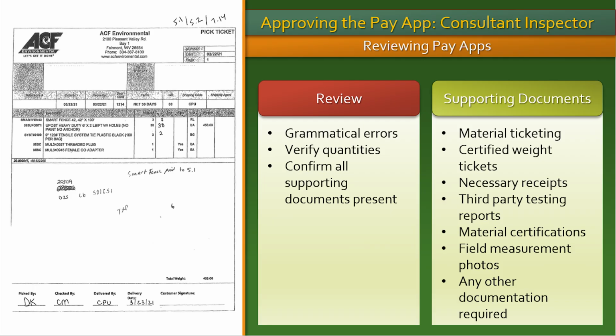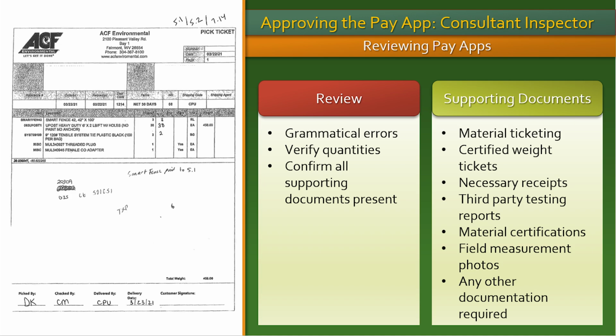To accept a payment application, the inspector will check for grammatical errors, verify quantities, and compile material ticketing, certified weight tickets, necessary receipts, third-party testing reports, material certifications, or any other documentation necessary for payment and auditing purposes. The inspector will also submit all field measurement photos verifying the quantities and materials installed with this ticketing.